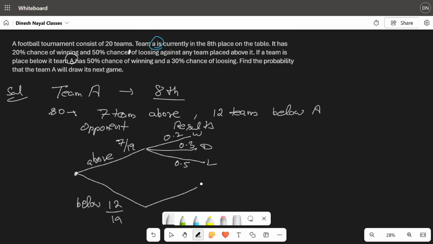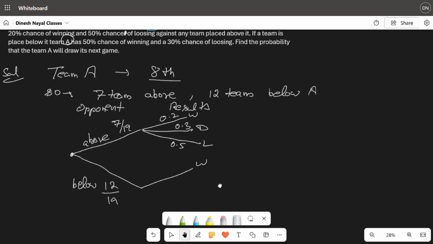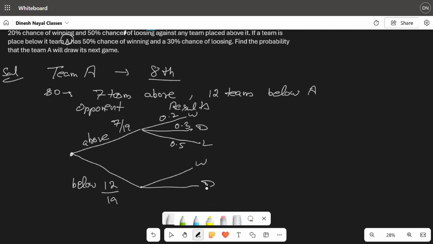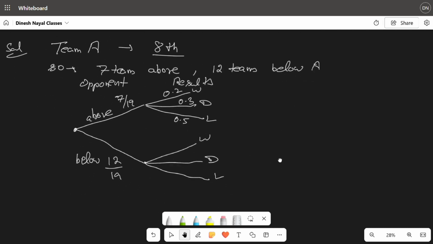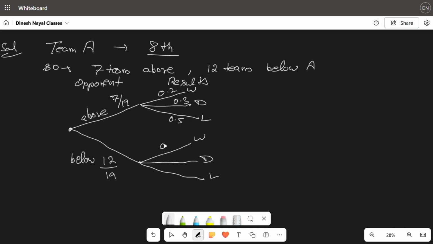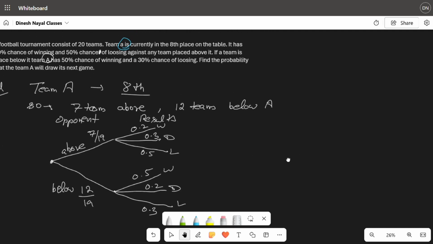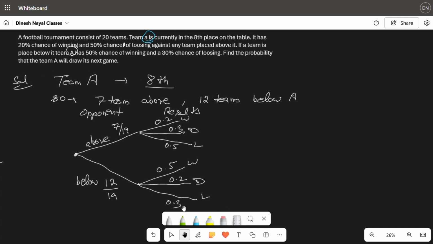This is for winning, this is to draw, and this is to lose. Now, when team A plays a team below, it has a 50% chance of winning and 30% of losing. So 50% chance of winning means 0.5, losing is 0.3. So what's the probability that the match will be a draw? 0.8, so this is 0.2. Okay, what's the question?